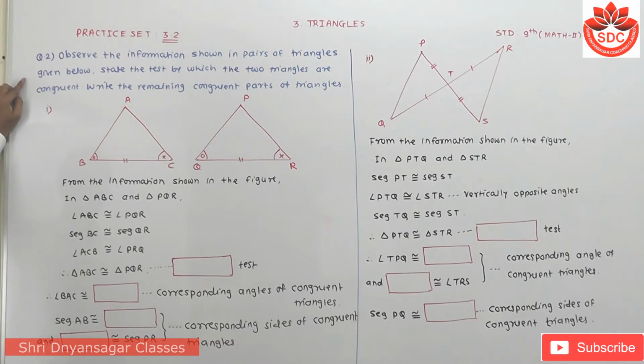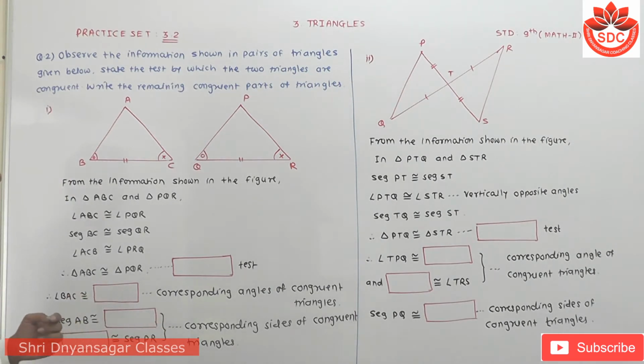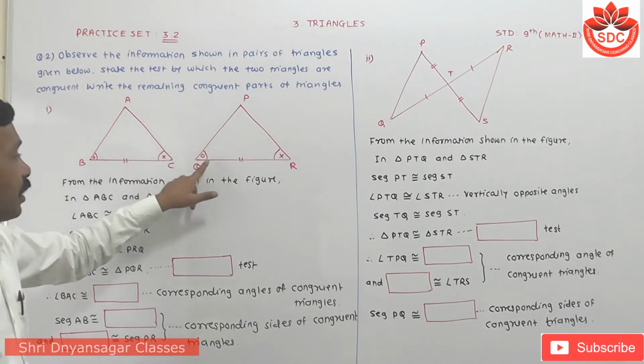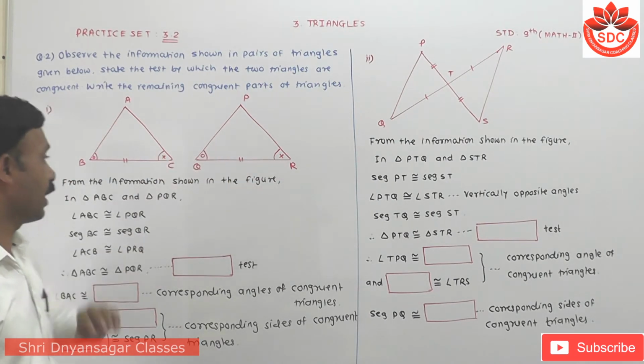Question number two. Observe the information shown in the pairs of triangles given below. State the test by which the two triangles are congruent. Write the remaining congruent parts of the triangles. Students, this is an activity based question. Now look at the first sub question. There is triangle ABC and triangle PQR. B corresponds with Q. BC is congruent with QR. Angle C is congruent with angle R.